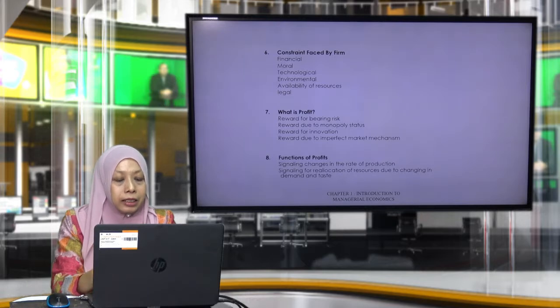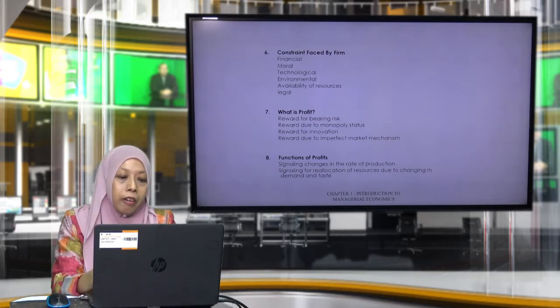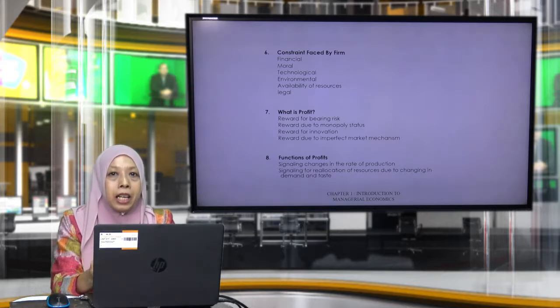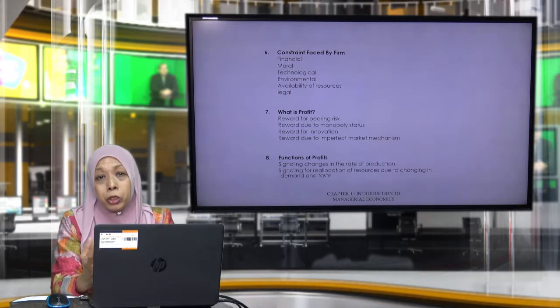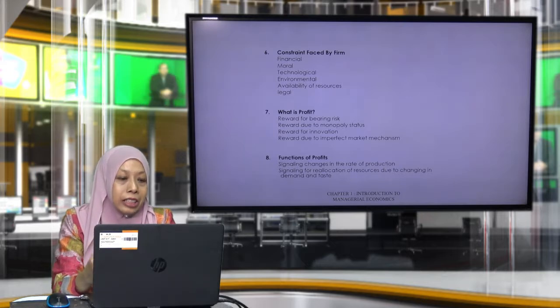And the last theory to describe profit is that profit is actually a reward of imperfect market mechanism. So sometimes there may be a hiccup in the market. For example, there is excess demand in the market. So for that reason, the firm has no choice but to charge a higher price, and because of that, they're going to get profit. So these are some of the different theories that try to explain what profit actually is.